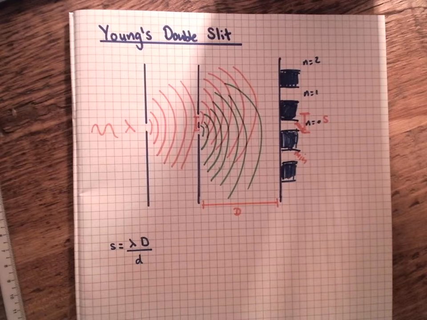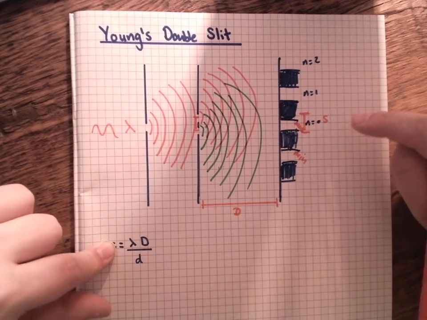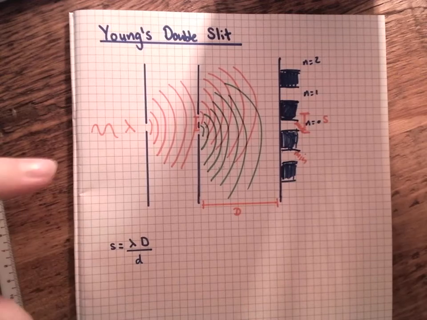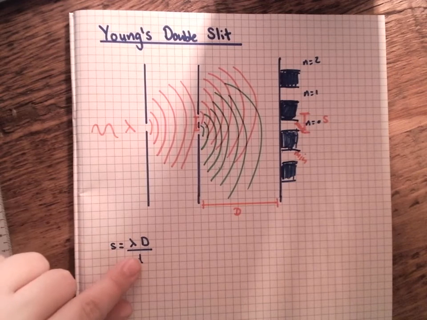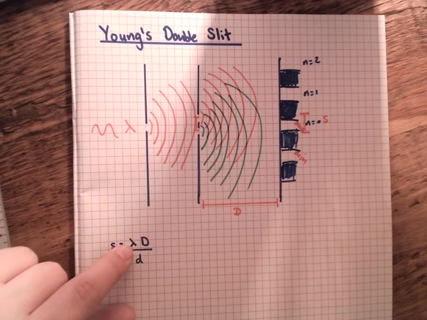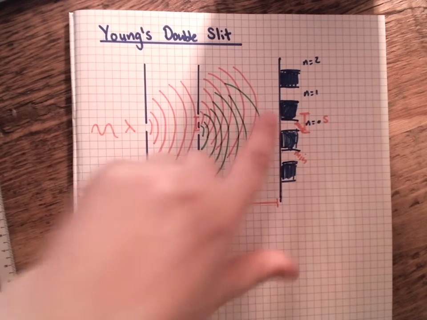Often this question may be just asking you to calculate the fringe distance, so the fringe spacing, or the separation of the fringes. It could ask you to calculate the distance between the slits, or maybe the wavelength of the light given, depending on what they've given you.